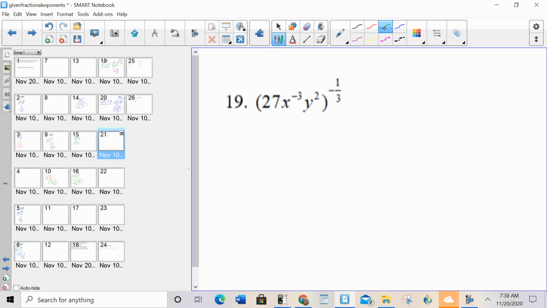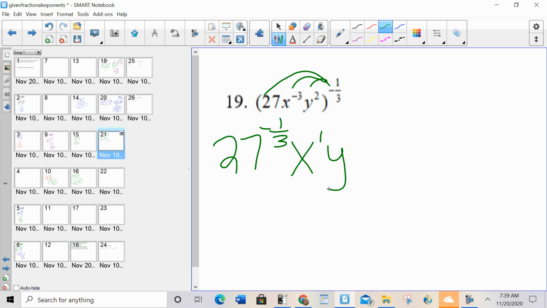Okay, now that you tried 19 on your own, radicals are fractional exponents. Do I see a radical? No. Get rid of parentheses. Yes, I have to get rid of parentheses, so everything inside gets that power. 27 to the negative 1/3. X, when I'm raising a power to a power, I multiply the powers. Negative 3 times negative 1 is positive 3, over 3 is 1. 2 times negative 1/3, 2 times negative 1 is negative 2, over 3 is 3.